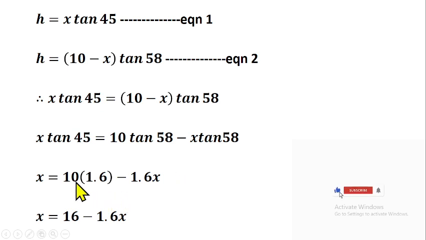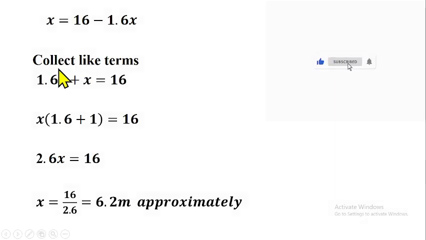So from there, 10 times this will give us 16 minus 1.6x. From there, you can collect like terms. So if you collect like terms, this comes here, you're having 1.6x plus x equals 16. 1.6x plus x will give us 2.6x.